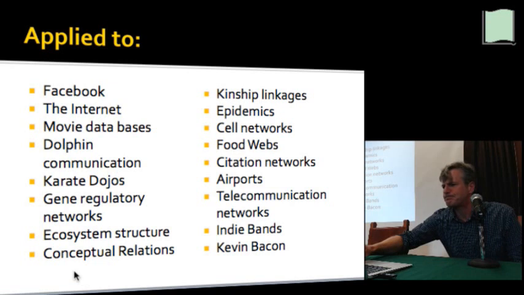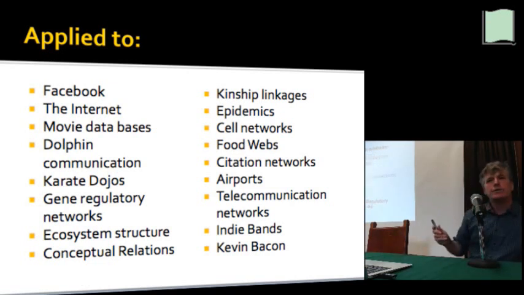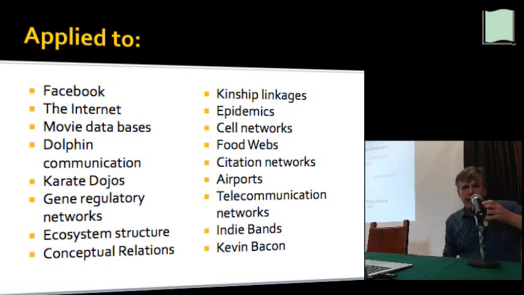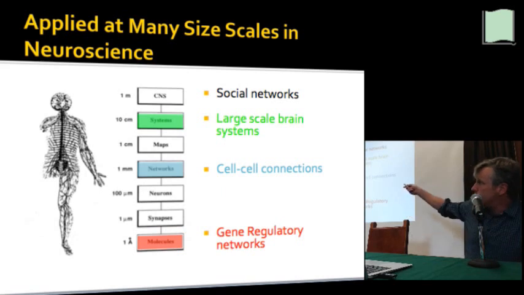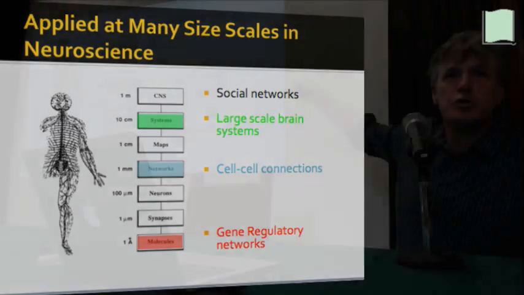In neuroscience, it's also being applied in many different ways, and at many different levels of organization in the nervous system. This diagram, which comes from Patricia Churchland and Terry Sejnowski, is a representation of different levels of organization in the nervous system, from the entire central nervous system as a whole, all the way down to molecules at the size scale of angstrom units. And up here above the central nervous system, we could have social networks and use network analysis to describe those.